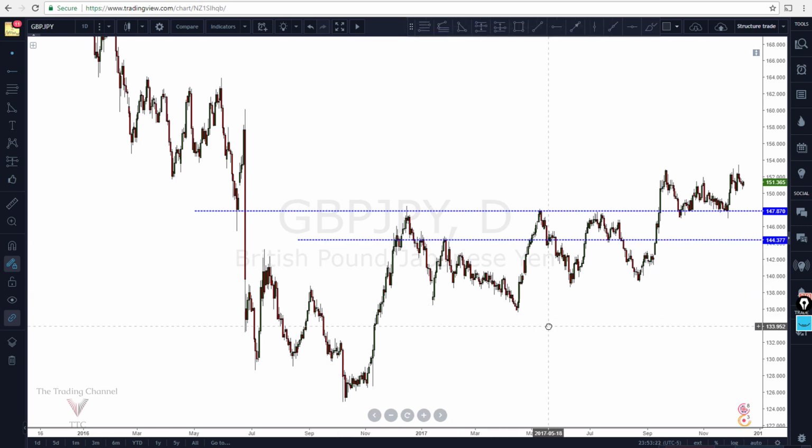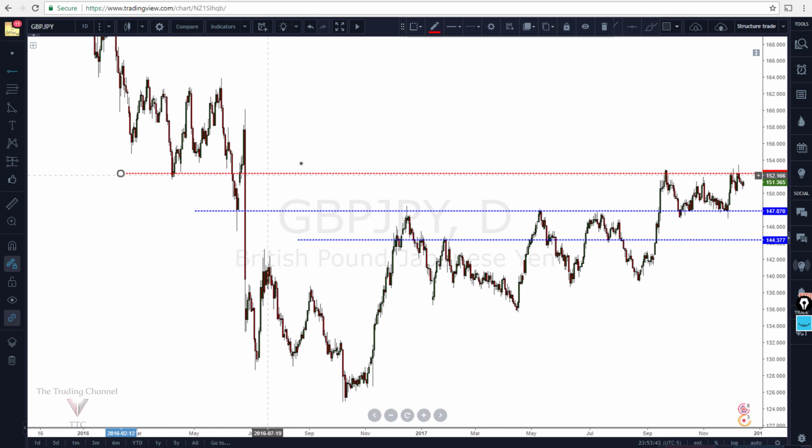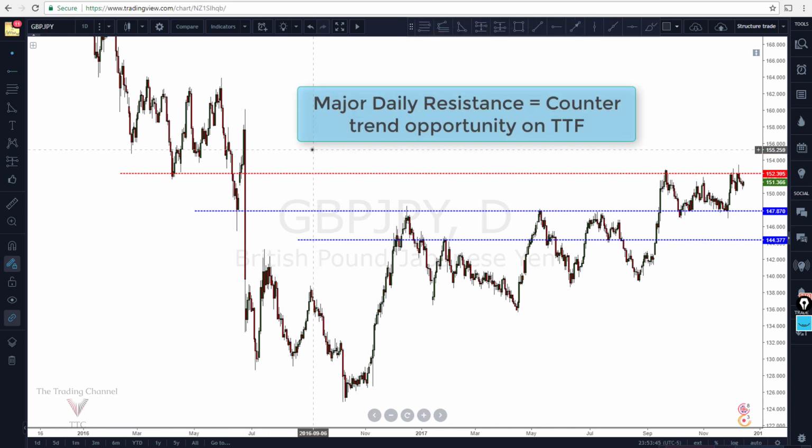The next major level of support that I see is right there. Again, same reason. This is a level the market's used as resistance multiple times and as support as well. Next up, we'll take a look at resistance for the pound yen. We're actually sitting around a resistance level right now that I'm going to be paying attention to for counter trend trading opportunities, because this market has respected this level multiple times in the past as support and as resistance.